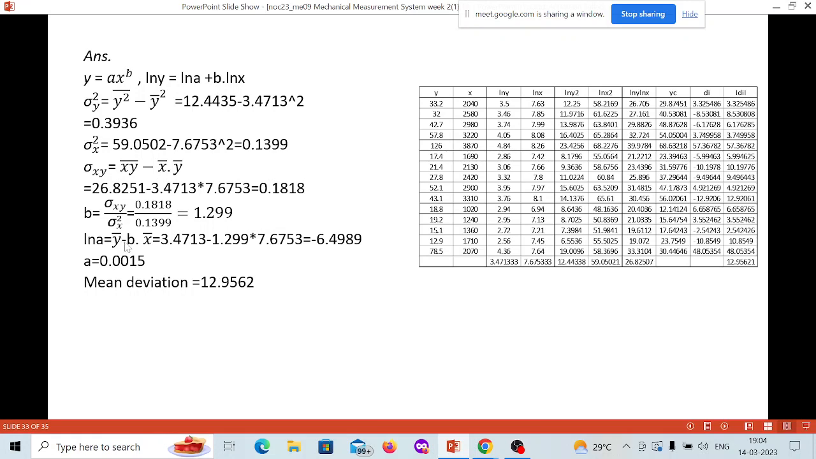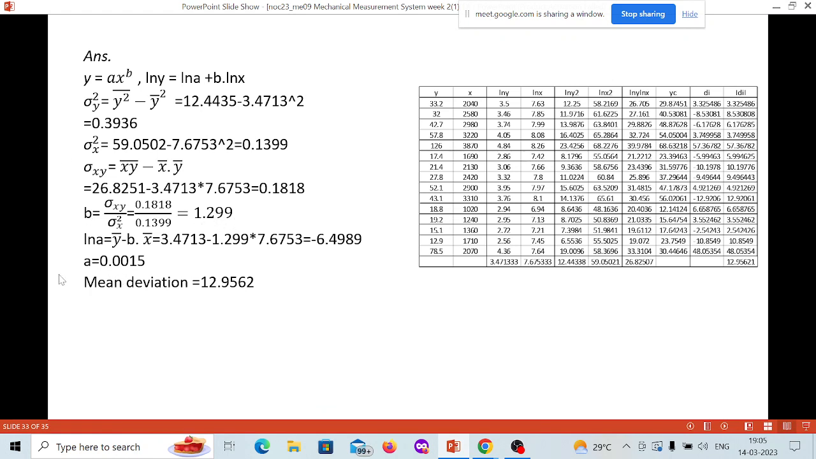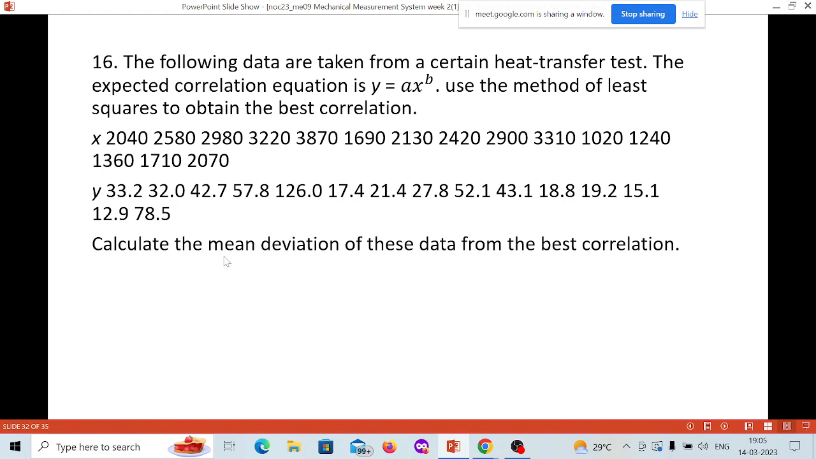We substitute the b value here and the mean values to find the remaining constant ln a. You have y mean minus b into x mean, so y mean is 3.4713 minus 1.299, the b value which we have calculated, into the x mean value 7.6753. So that will give you ln a as minus 6.4989. So you have found ln a. We need a for the relation y equals a x to the power b. We have found b as 1.299. So a is 0.015. In the question we have been asked to find the mean deviation.